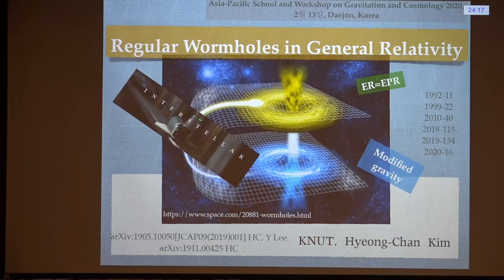I have 25 minutes. So you can see the numbers here. The left one is the years, and the right one is the number of papers on arXiv mentioning wormholes. You can see that the number is continually increasing, and last year there were 134 papers about wormholes. Maybe one important reason is the movie Interstellar, and the others, maybe modified gravity theories allow one to construct wormholes without exotic matter, and there is some motivation which studies wormholes from the EPR conjecture.